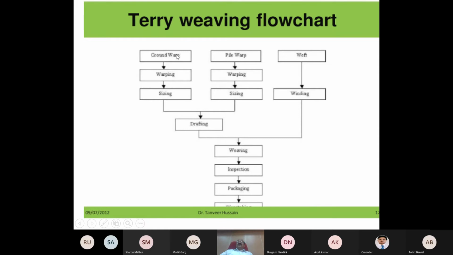So yarn from the spinning goes to warping, sizing. Pile warp also goes through warping and sizing, but there is a difference in the sizing of these two yarns, which I will discuss later. Weft yarn does not need any sizing; it just comes from the winding department in cone form. These threads are drawn by a drafting process on the loom harness, and this is the weft yarn. Then weaving takes place. After the fabric is woven, it undergoes an inspection process, then goes for packing, etc.